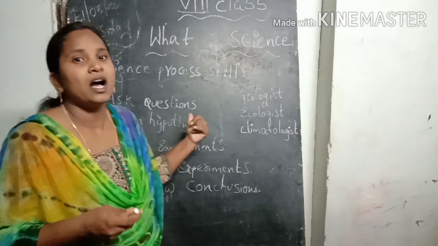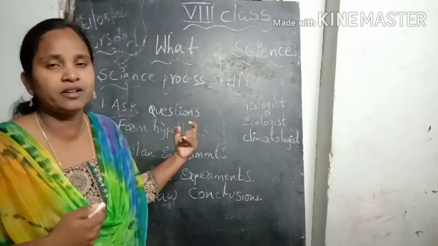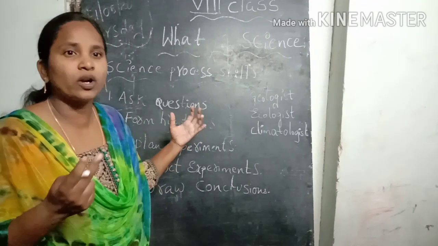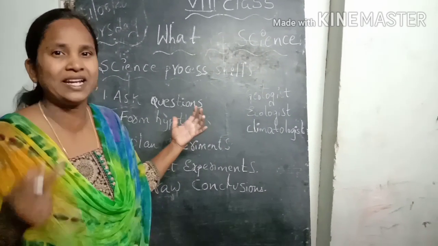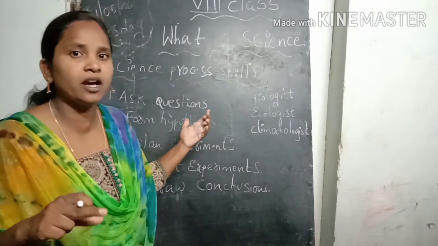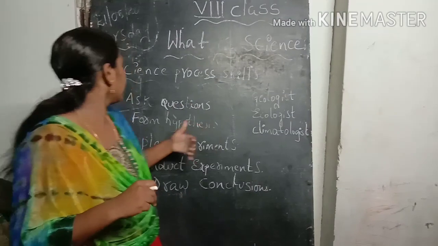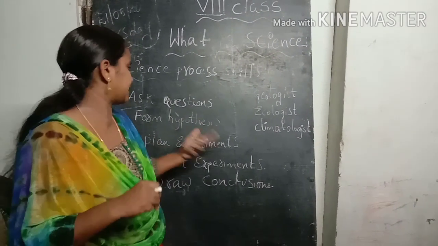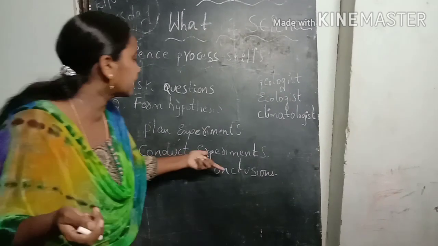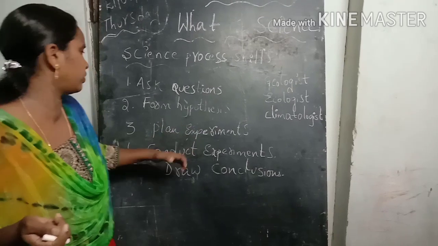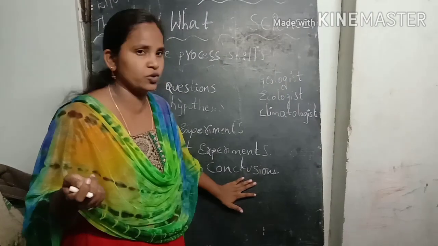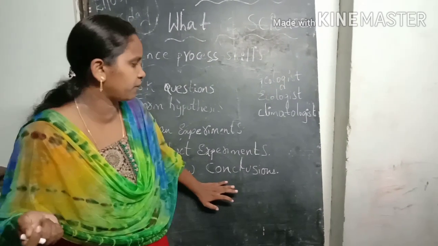A hypothesis is a solution, an explanation, or an idea about whether something is true or not. It is an explanation or an idea of one thing. Form hypothesis. Plan experiments. That means we plan how to do the experiments. Next, conduct experiments. After planning, we conduct experiments. Next, draw conclusions. Ultimately, we draw conclusions based on those experiments.